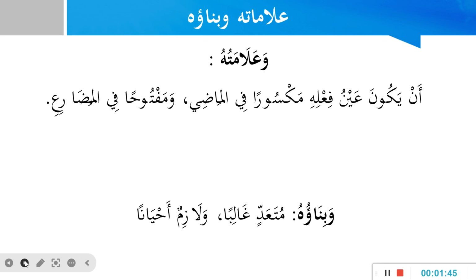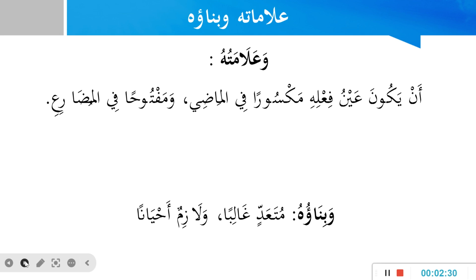Now, what are the symptoms or the signs of this pattern? The first one is أن يكون عين فعله مكسورا في الماضي ومفتوحا في المضارع. Very simple. These are the characteristics. That is, the middle letter of this pattern must have kasra. If you are talking about the middle letter, we mean the ain of the verb. It must have kasra in the madi and fatha in the mudari, as you can see in the verb itself, fa'ila yaf'alu.